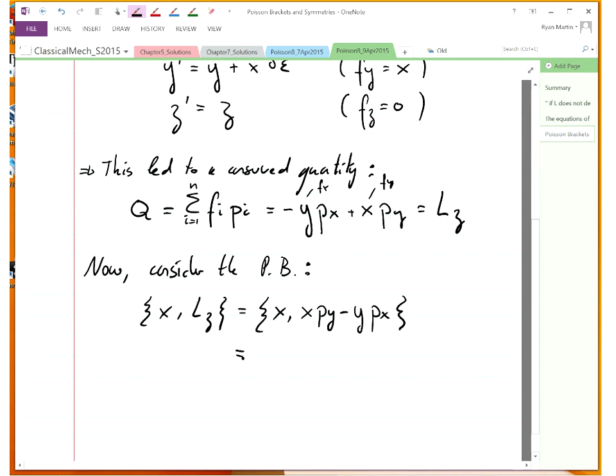Now you have to go back and look at equation, I want to say 737. If you look at equation 737, we had a bunch of properties of Poisson brackets. I'm going to use those properties, in particular to split up the first sum. So I can write this as the Poisson bracket of x with x times py minus the Poisson bracket of x with y times px. And part of the assignment is you're going to prove these.